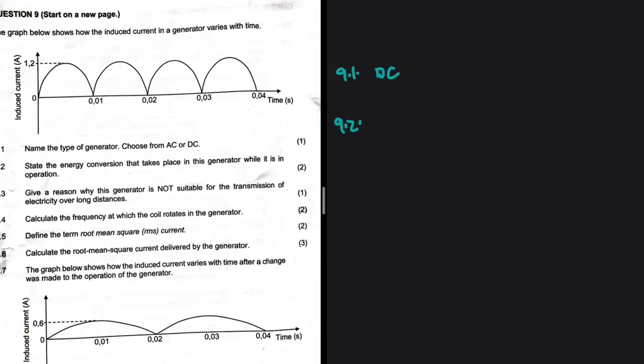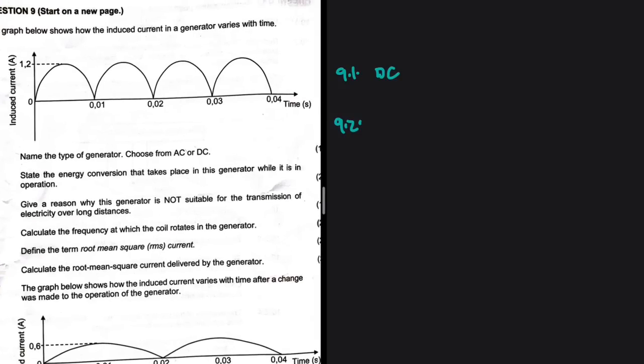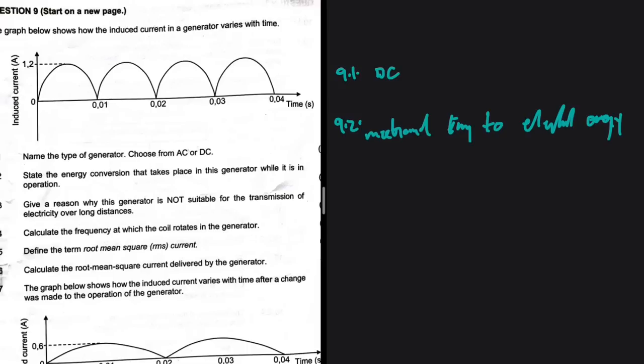Let's take a look at 9.2. Say the energy conversion that takes place in this generator while it is in operation. So all generators, right? We have mechanical energy to electrical energy, right? That is what generators do. So if it was a motor, it will be electrical energy to mechanical. But because it is a generator, we have mechanical to electrical. We are generating electrical energy through mechanical and sometimes chemical.